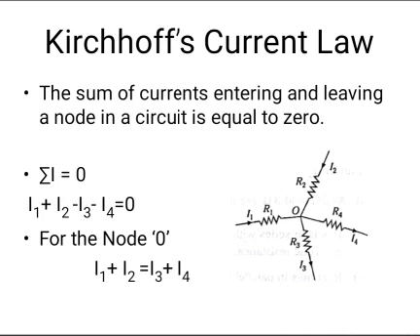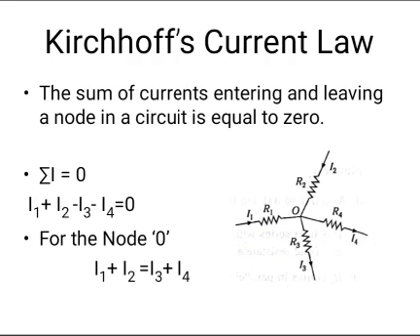Next, Kirchhoff's laws. There are 2 types of Kirchhoff's laws. The first one is KCL, Kirchhoff's current law, and the second one is Kirchhoff's voltage law. The first one, Kirchhoff's current law: the sum of currents entering and leaving a node in a circuit is equal to 0. That means summation of I equals 0.